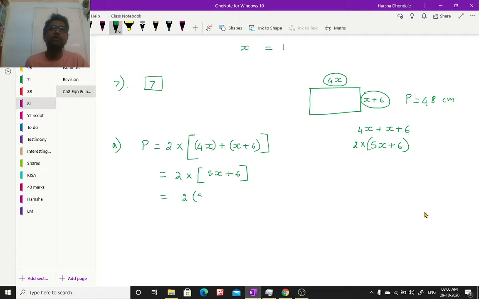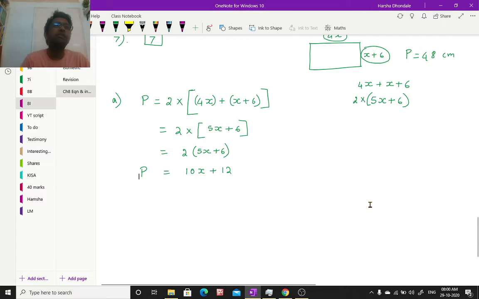You can leave it as 2 into 5x plus 6, or you can take this 2 inside and make it 2 into 5 is 10x plus 12. Anything is fine. I suggest you just solve it completely and keep it as 10x plus 12. Perimeter equals 10x plus 12. So we got the equation for the perimeter.